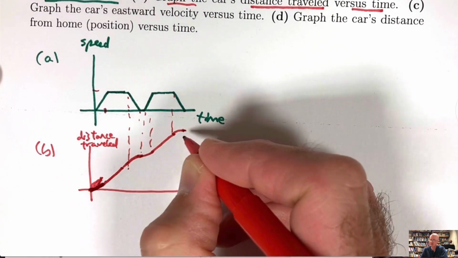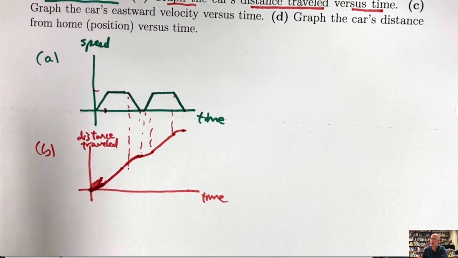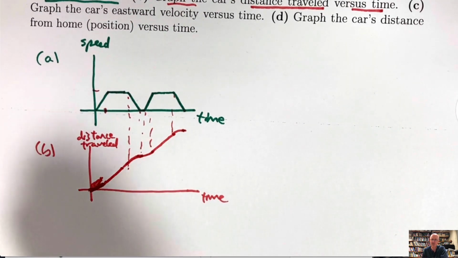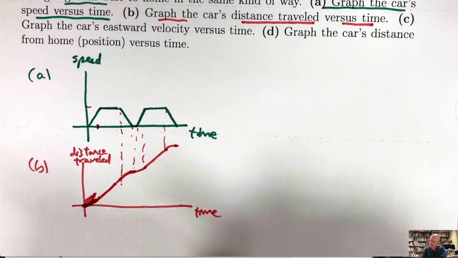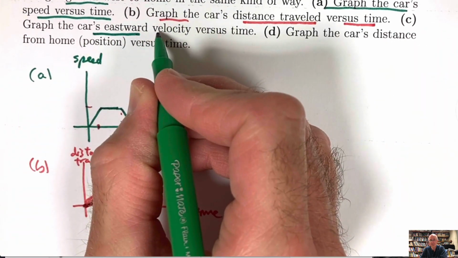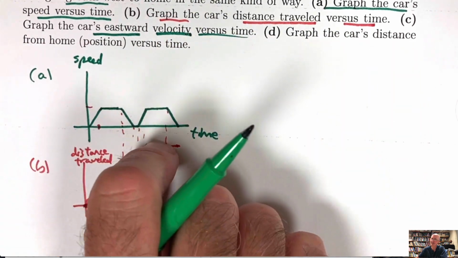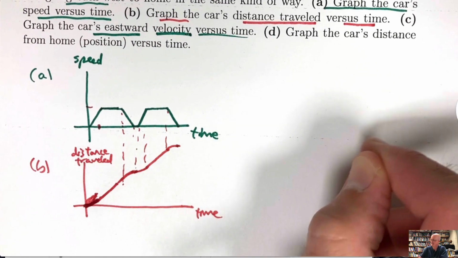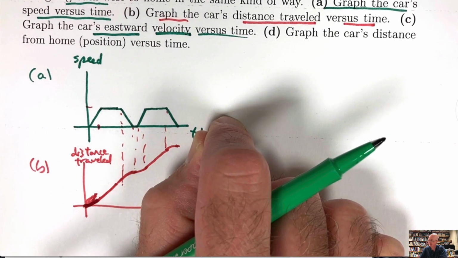So this would be the distance traveled, going back and forth, not thinking about distance from home, not thinking about position, but instead just purely thinking in terms of how far have I gone, okay? Parts C and D, we think about the back and forth. We think about in part C, the graph's eastward, not speed, but velocity versus time. It's an eastward velocity. That means when it's going to the right, right being eastward, that's a positive velocity. And when it's going to the left, the eastward velocity is actually negative.